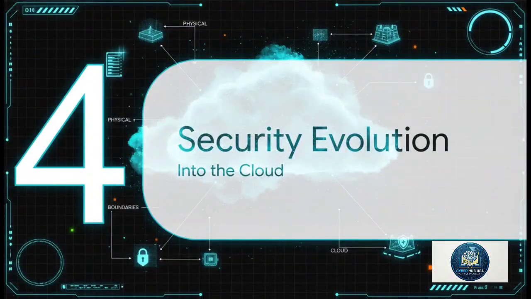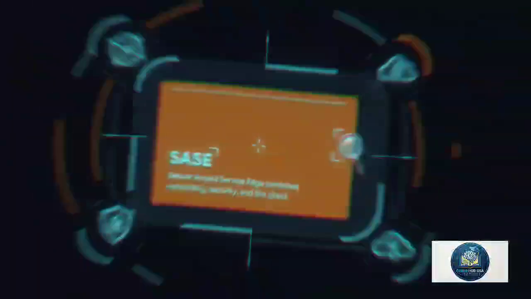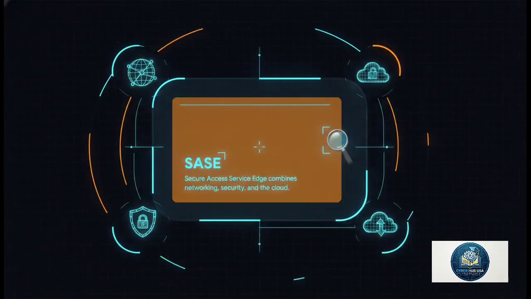Finally, Part 4, Security Evolution, moving into the cloud. So what happens when we abandon physical boundaries entirely? Welcome to SASE, which stands for Secure Access Service Edge. As networks have completely decentralized and employees are working from pretty much everywhere, SASE represents this critical intersection where networking, security, and the cloud all beautifully merge into one holistic solution delivered directly at the edge.